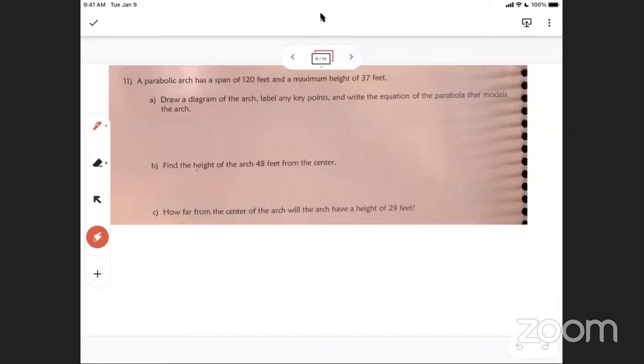All right, next up. A parabolic arc has a span of 120 feet and a maximum height of 37. Okay, what kind of arc?